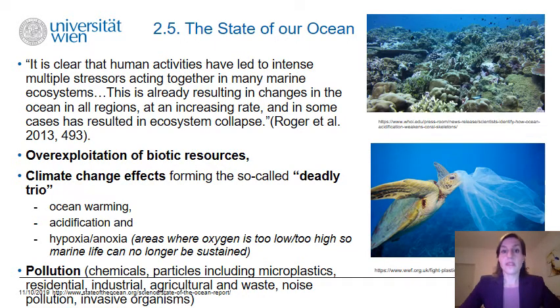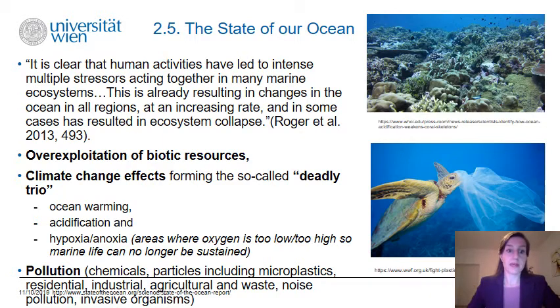There are several different reasons why it is under threat. Alex Rogers, a scientist from Oxford University, has already said in 2013 that it is clear that human activities have led to intense multiple stresses acting together in many marine ecosystems. So in his publication that is also in our reader, he says this is already resulting in changes in the ocean in all regions at an increasing rate and in some cases has resulted in ecosystem collapse. As you can see from the picture on the right, where you see a coral reef that is almost dead, this is one of the very often used pictures to show how ecosystems collapse.